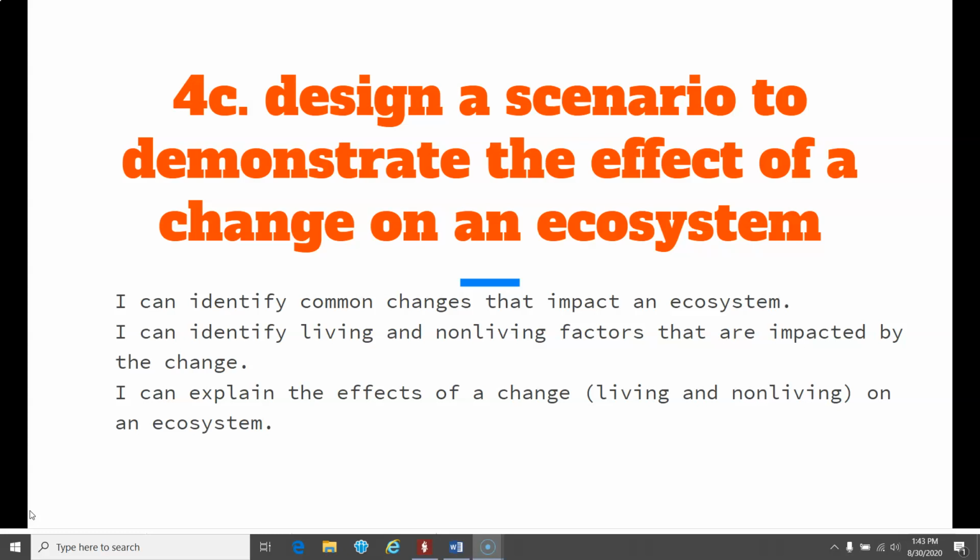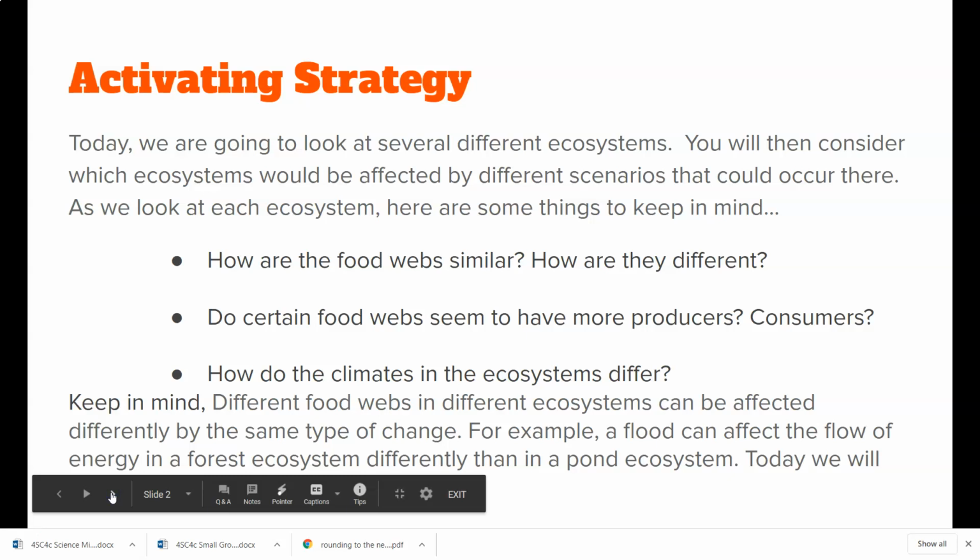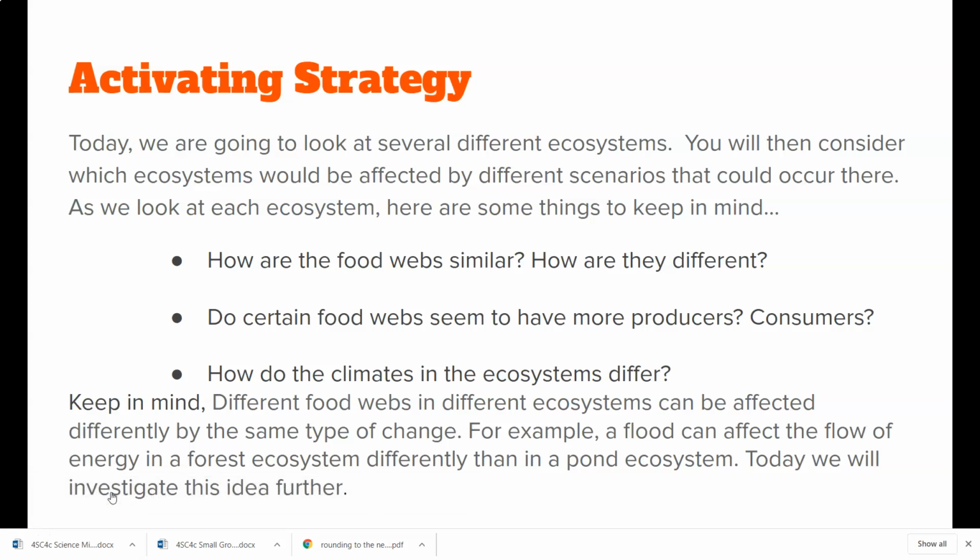And you're going to have a chance today to show us what you have learned this week. So we're going to look at several different ecosystems today. You're then going to consider which ecosystems would be affected by several different scenarios that could occur there. And as we look at each ecosystem, here are some things we need to keep in mind.